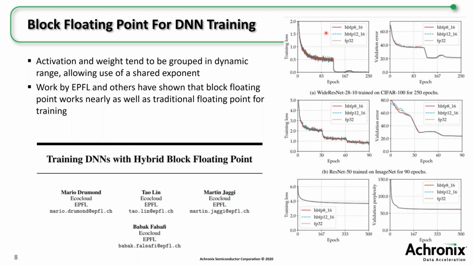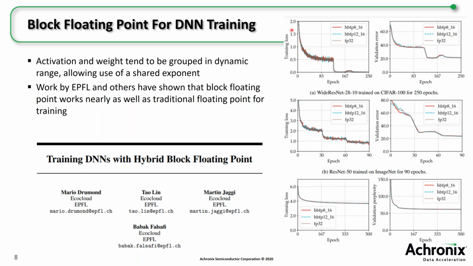What they mean by hybrid is you're doing the dot product that I just showed you in block floating point. The other calculations, things like activation functions, are done in floating point. So similarly, we can support it in the same kind of way. And what you can see is basically the curves are on top of each other.